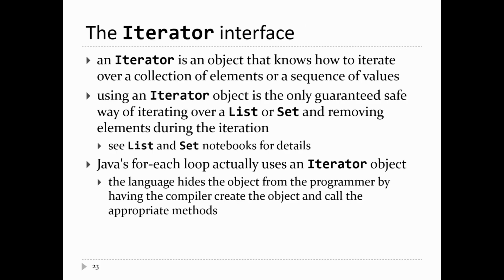So just to quickly remind you exactly what the Iterator interface does. Well, I guess I should remind you what an iterator does. So an iterator is just an object that knows how to iterate over a sequence of values.